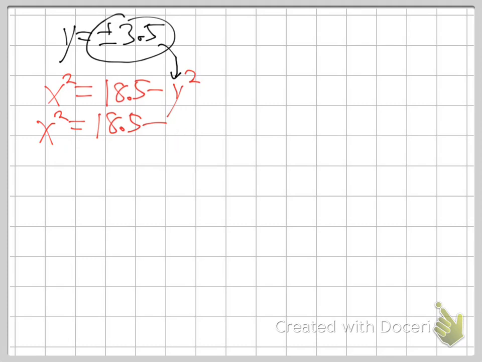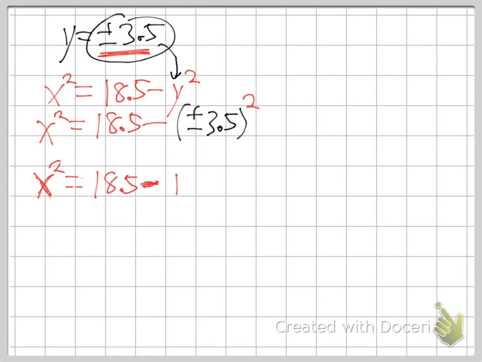So x squared is 18.5 minus, and I'll just write plus or minus 3.5 squared. They're going to be the same thing. If there's only y squared, it makes no difference. So whatever answer I get is for both of these, it's two options. 18.5 minus, and that squared is 12.25. We had it a minute ago. And so x squared is 6.25.